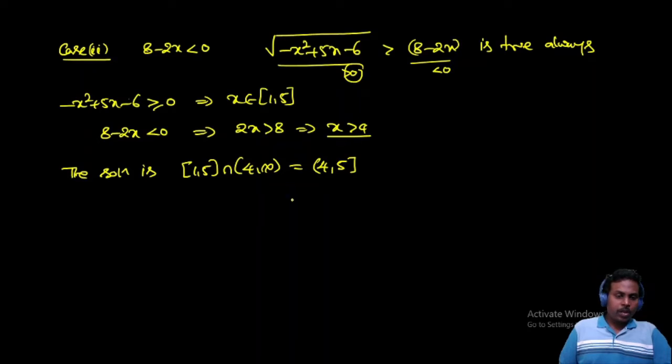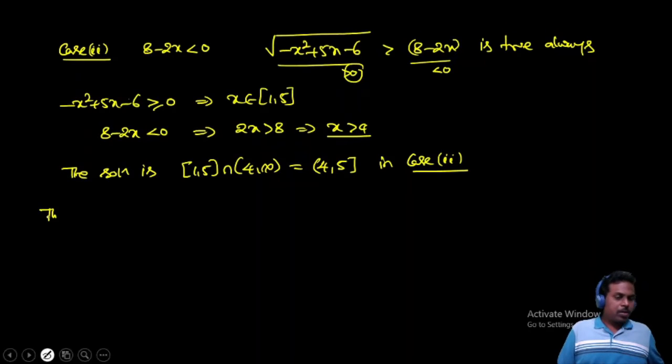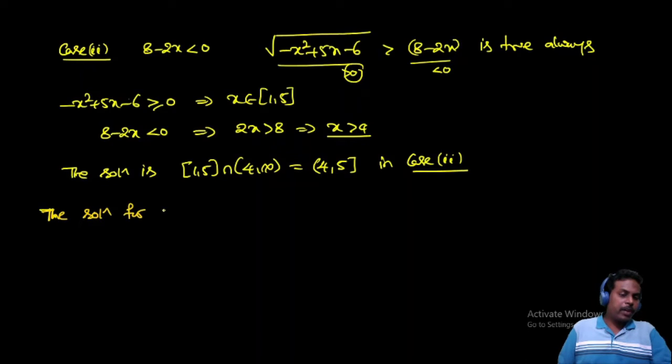Now the solution in case 2 is 4 to 5 closed. Now the solution set for the given inequation.